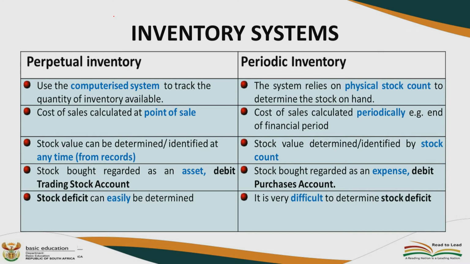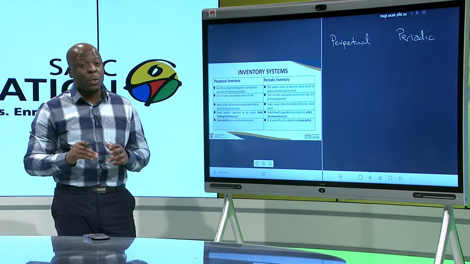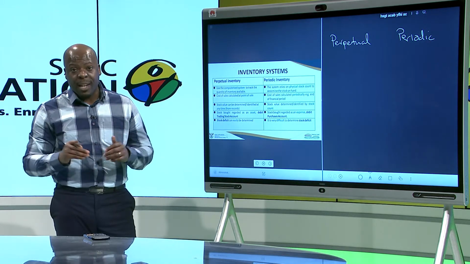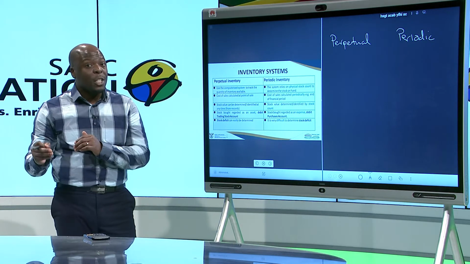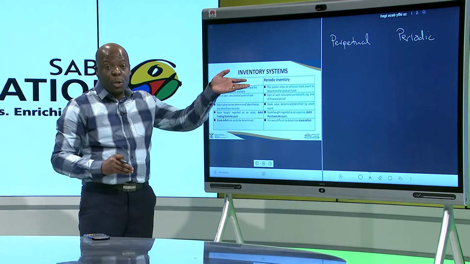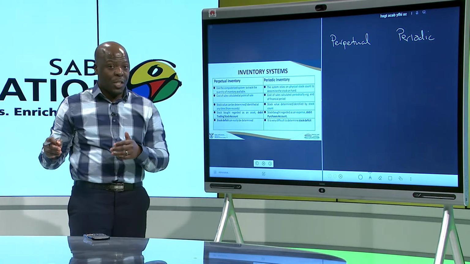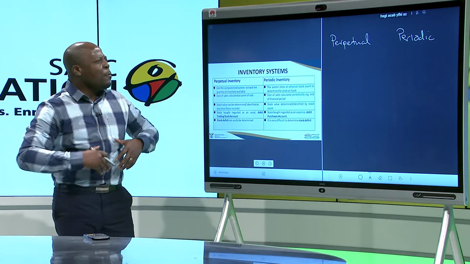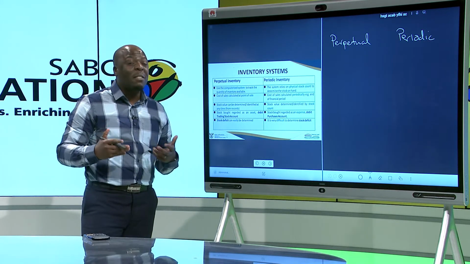Now, in your matric exam, you will still be examined on these inventory systems. If you go back in your past exam papers, you realize that they'll ask you questions such as, what are the advantages of using either the perpetual or the periodic inventory system, all right? Now, if you are explaining the perpetual inventory system, it's very easy.